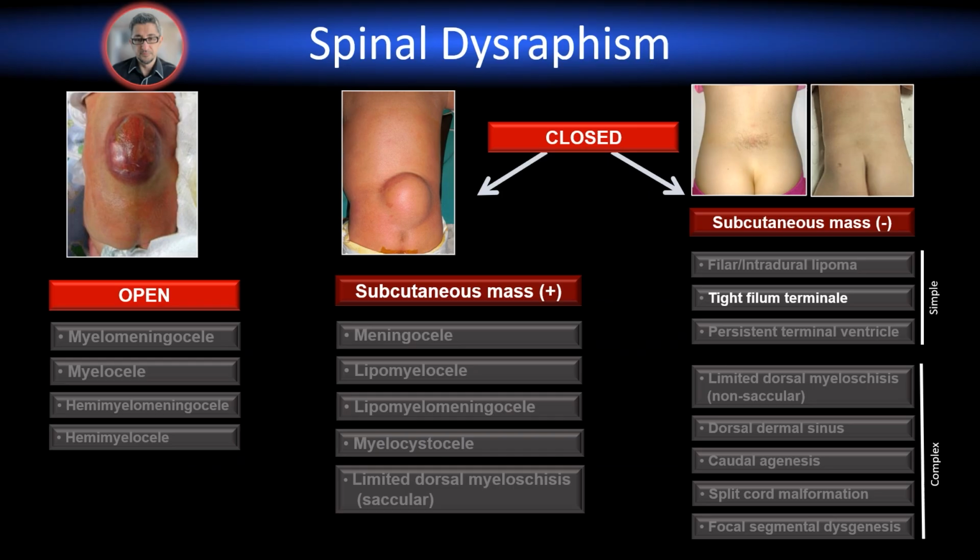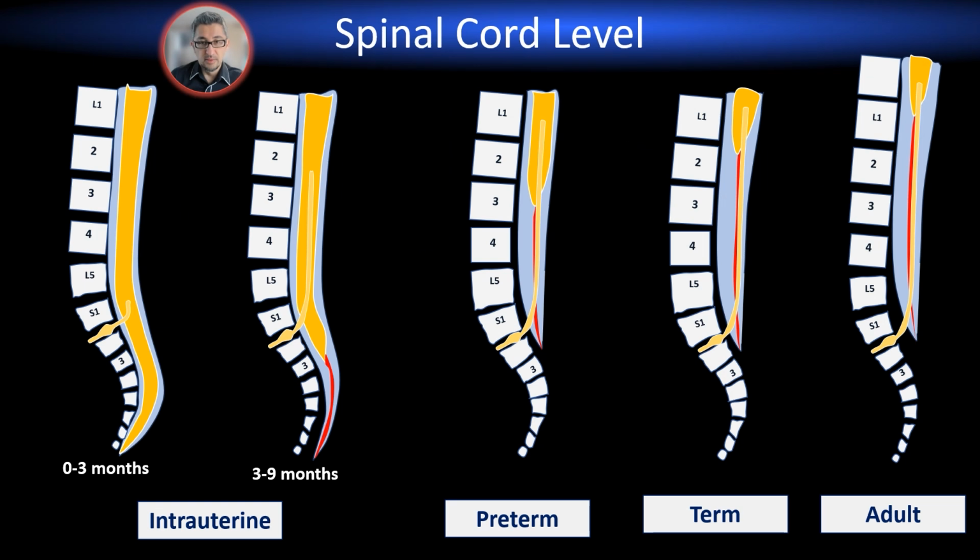The next topic will be tight filum terminale, which is a closed spinal dysraphism without associated subcutaneous mass, also known as tethered cord. Determining the level of the conus is the hallmark of diagnosis for tethered cord because a low-lying cord is seen most of the time in tethered cord.